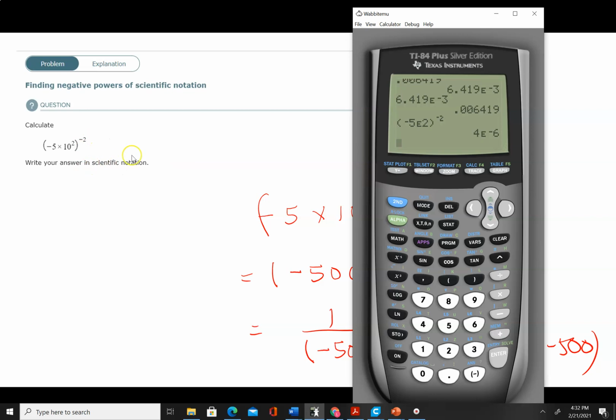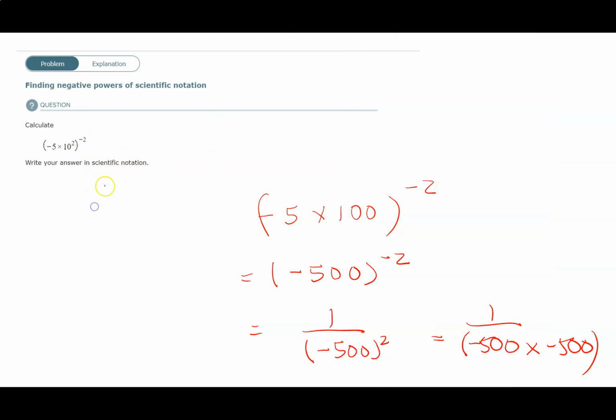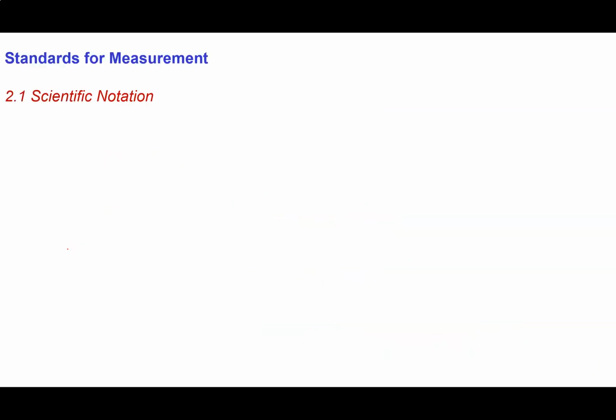Write your answer in scientific notation. So it's already in scientific notation, isn't it? So 4 times 10 to the minus 6. All right, there we go.